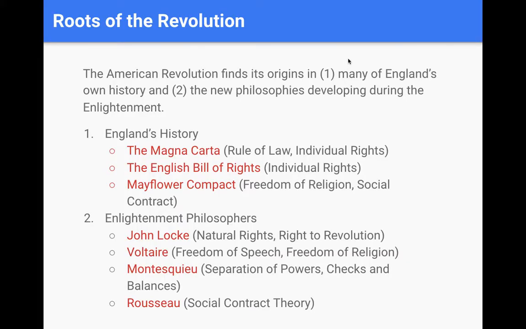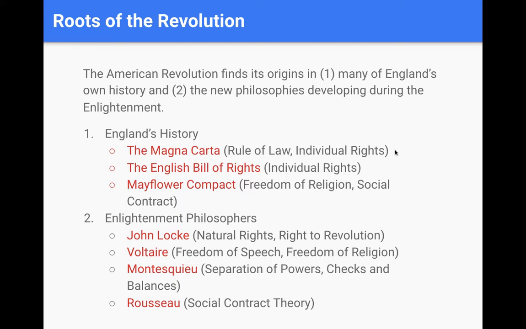Okay, so the American Revolution, and we find a lot of our origins in England's history, right? We were English colonies at the start of the Revolutionary War, and we bring a lot of those ideas, values, and culture over with us, right? So from England's history, you have things like the Magna Carta going all the way back to the 11th century. You have the English Bill of Rights.